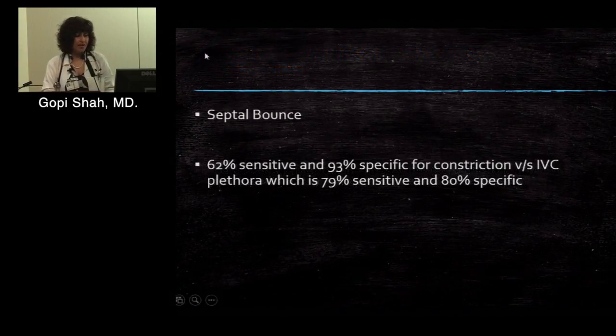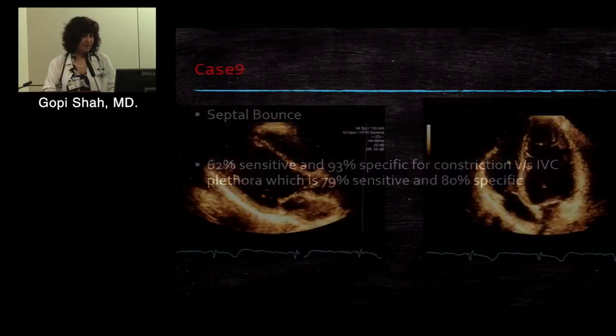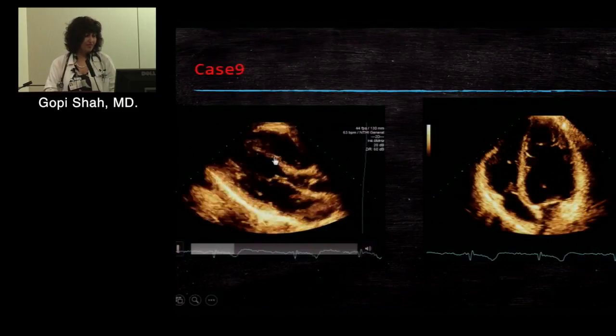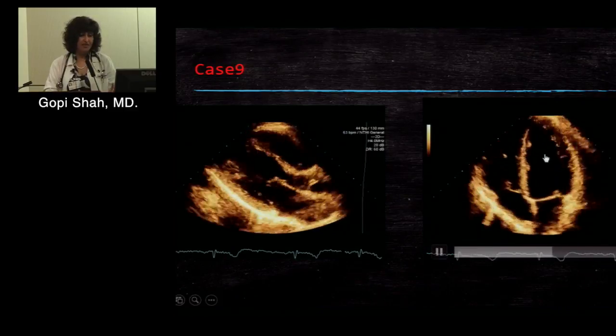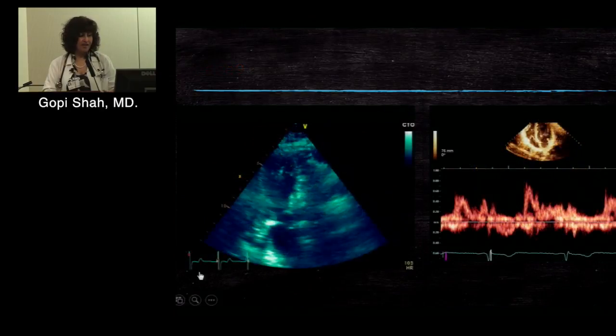So septal bounce remains one of the diagnostic echo features. It's very specific, but not very sensitive. And this was one patient where I felt there was a diastolic septal bounce. You can see, again, this is the case I was mentioning, a 23-year-old guy with cystic fibrosis, has a beautiful diastolic septal bounce, but did not have anything wrong with his pericardium.